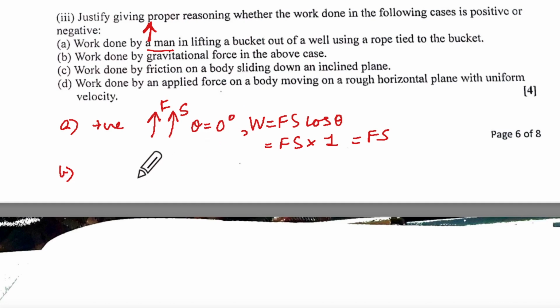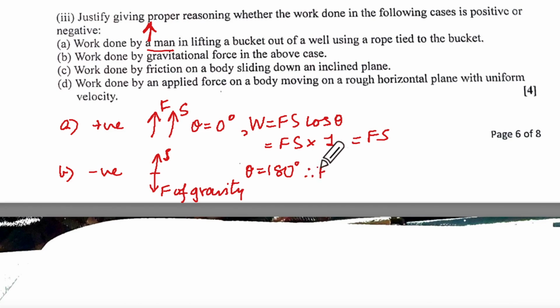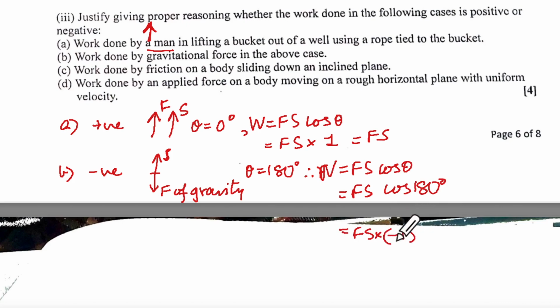Work done by gravitational force in the above case. Negative. Negative, 180. And the reason will be displacement is like this, up, but force of gravity is down. Show it like this because some of you will get confused later on. Theta equal to 180 degrees. Therefore work W equal to Fs cos theta, which is Fs into cos 180 degrees, which is Fs into minus 1, which is equal to minus Fs.